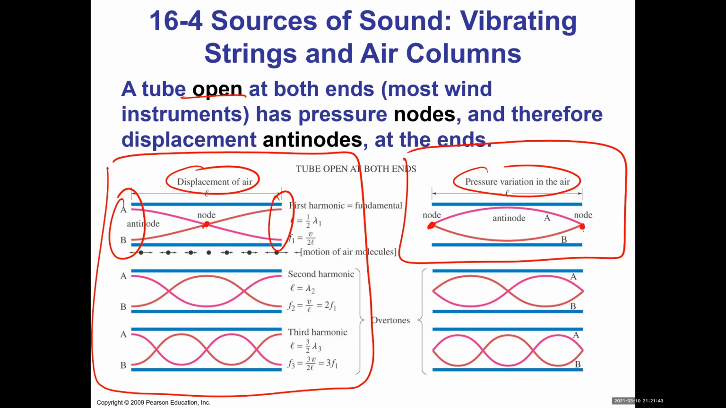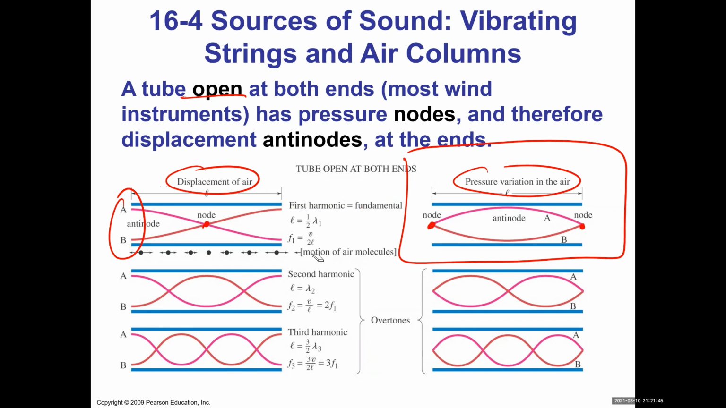Still, what you get here is the first harmonic, or the fundamental, where again L is equal to 1/2 times lambda. That means you still have exactly the same thing as a standing wave on a string. So lambda n is equal to 2L over n, and the frequency f of n is equal to n times v over 2L. Those two equations can also be used for open tubes, or a tube that is open at both ends.